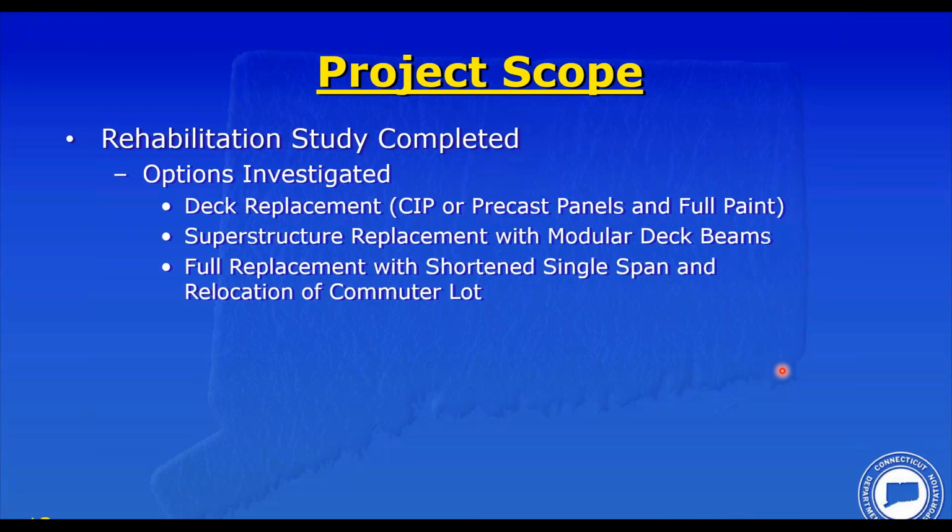We also looked at a superstructure replacement with new beams, with modular deck beams, and a modular deck beam is defined as essentially two steel beams with a precast deck on top. It also could be concrete. In this case, it was steel because of the span length. We also looked at full replacement with shortening the bridge to a single span bridge and eliminating the commuter parking lot. That was another option that was studied during the preliminary engineering phase of the project.